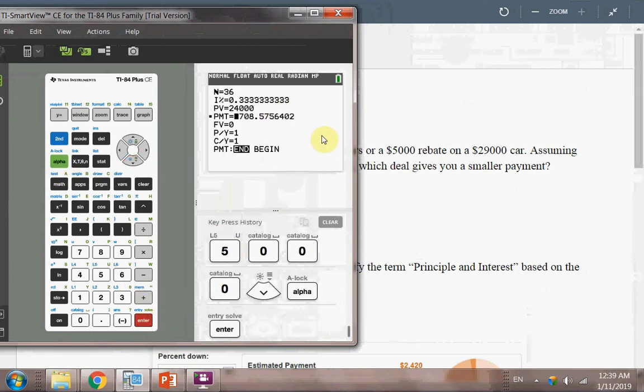So that's $708. One is $805, one is $708. So definitely you go with a smaller payment. That's a better option, so you should choose the $5,000 rebate. That's your answer for this one. If you take a look at your homework, the first question I think is structured exactly the same way. So you're going to go through the same process, and you should have no problem with that.